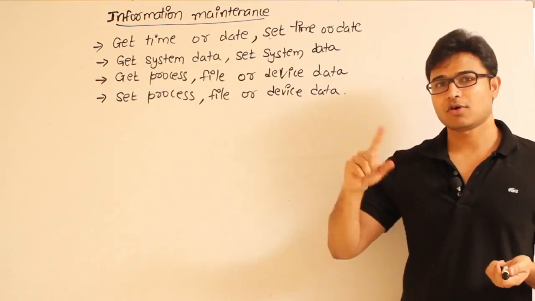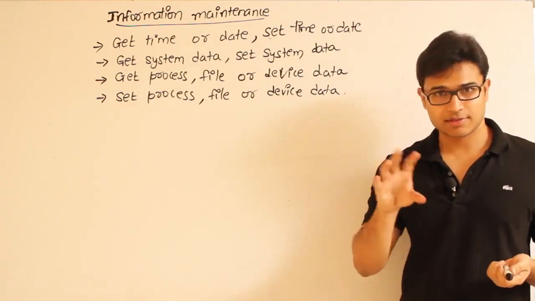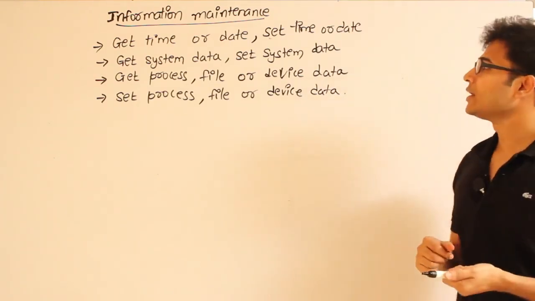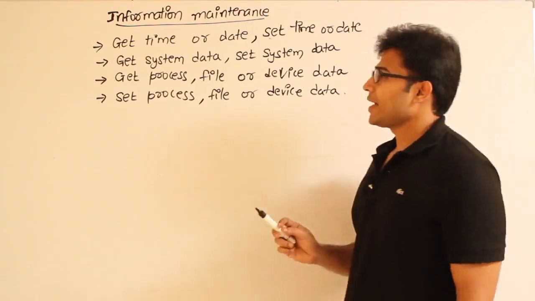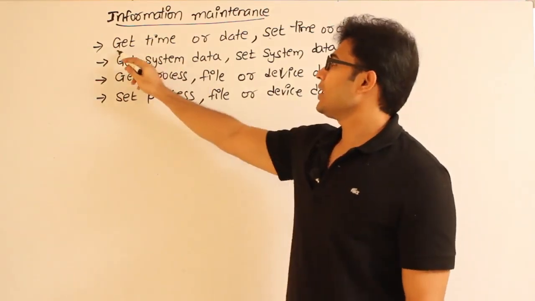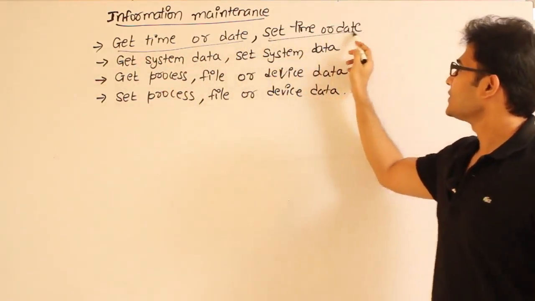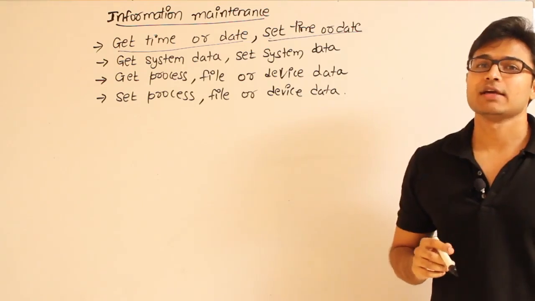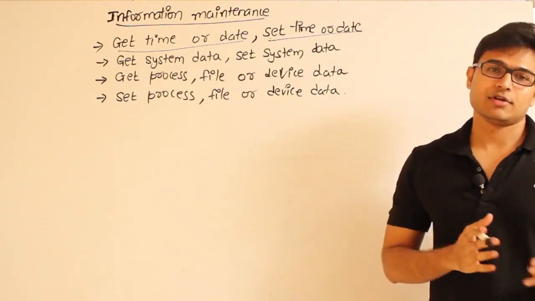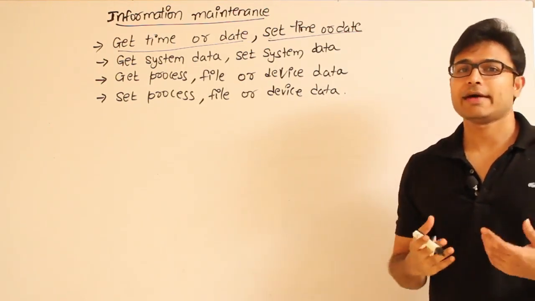Similarly, if a process wants to access all this data and if it wants to modify that data, then it is supposed to contact the operating system again, because the operating system is in control of all this, right? So see this. Now a process can get the time or date, and it can even set the time or date, right?